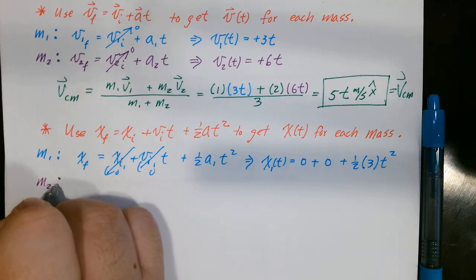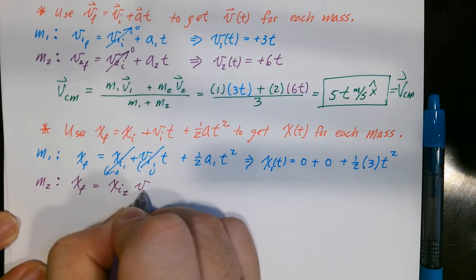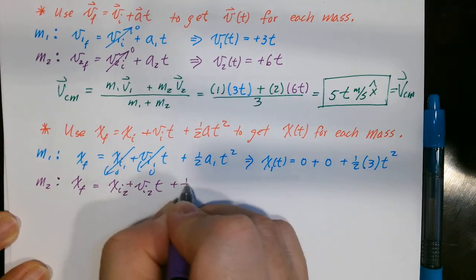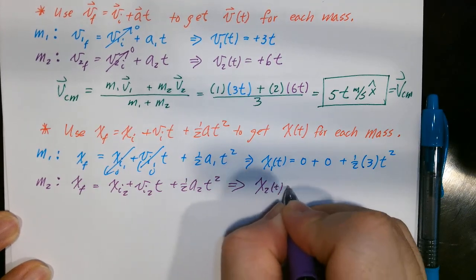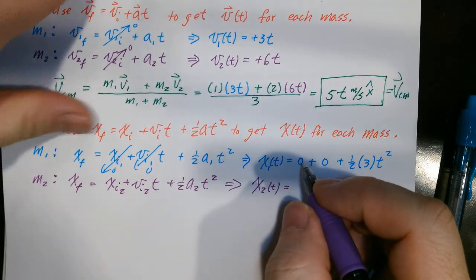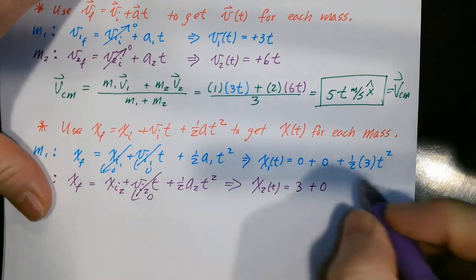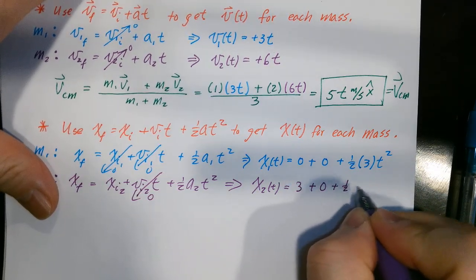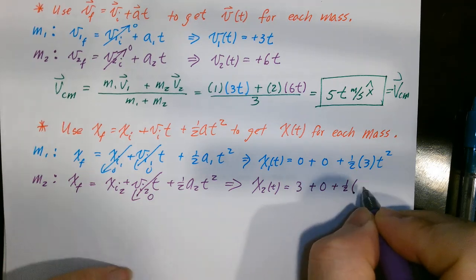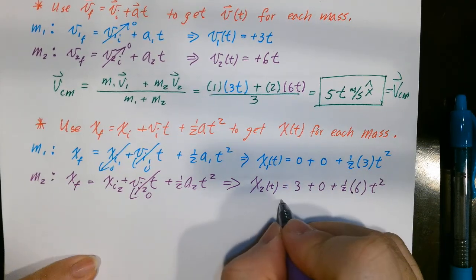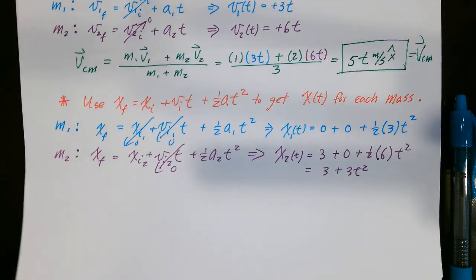And then for M2, you get x final is equal to x initial plus V2 initial t plus 1/2 A2t squared. Therefore, x2 of t is equal to, you actually have 3 plus 0, because this goes to 0, plus 1/2 times A, which is 6, t squared. So this is 3 plus 3t squared. Right?